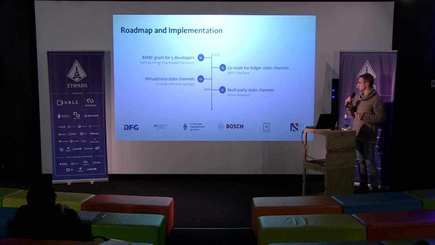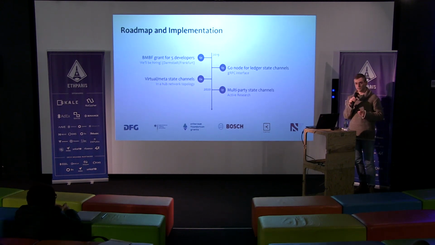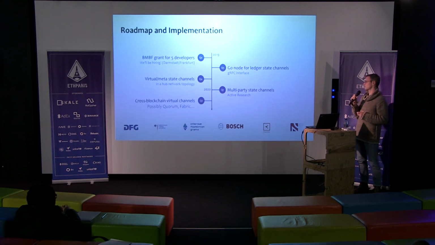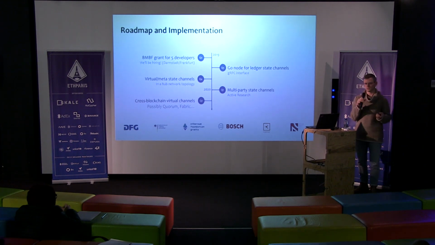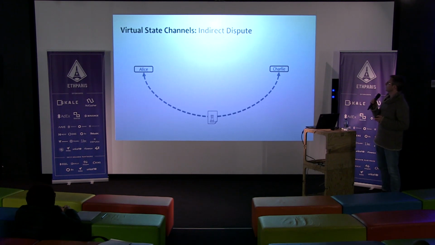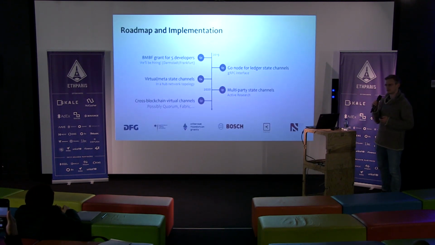Then follow multi-party state channels, which is still active research on how to do this in an efficient way. And finally, you can do cross-blockchain virtual channels, possibly with Quorum. That's pretty easy because it's also running Ethereum, but you could also do it on Fabric. And that was a backup slide, and that's my last slide. Thank you.